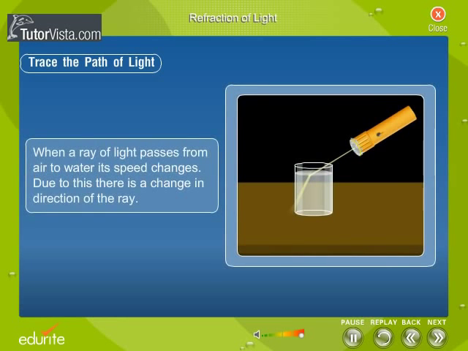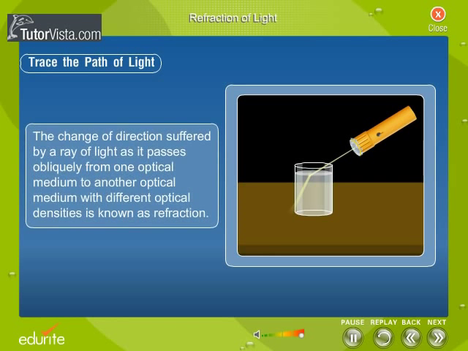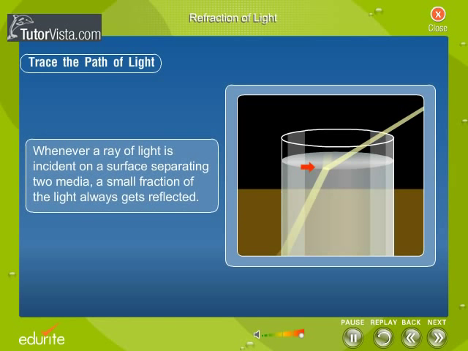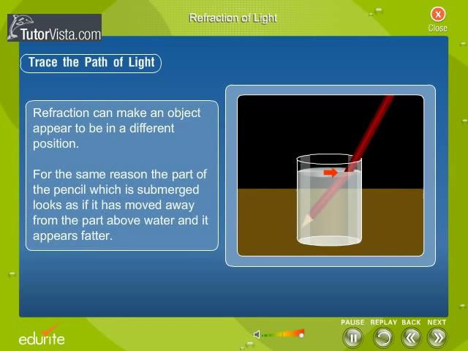When a ray of light passes from air to water, its speed changes. Due to this, there is a change in direction of the ray. This change of direction suffered by a ray of light as it passes obliquely from one optical medium to another optical medium with different optical densities is known as refraction. Note that whenever a ray of light is incident on a surface separating two media, a small fraction of the light always gets reflected. Refraction can make an object appear to be in a different position.